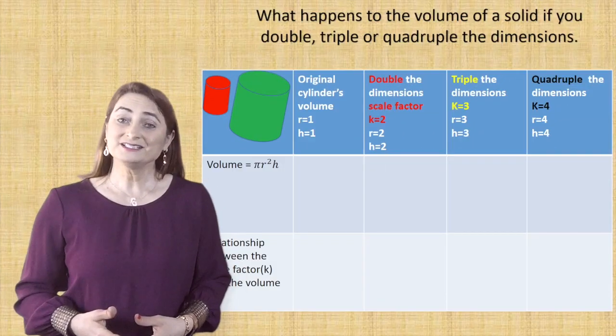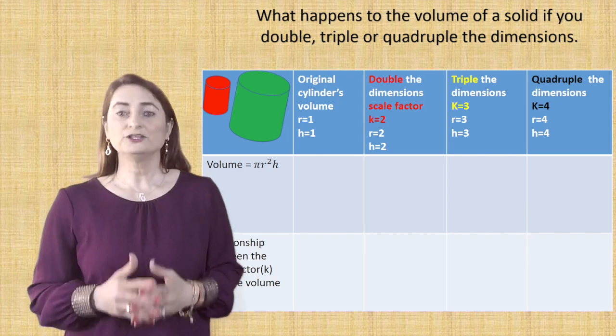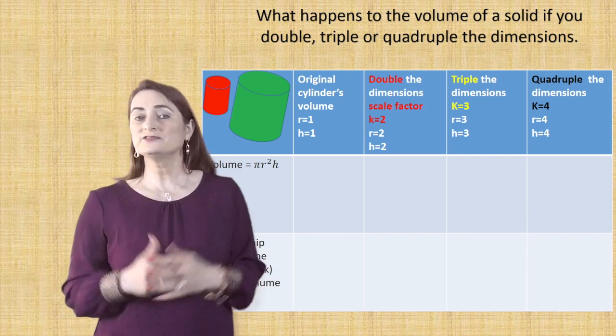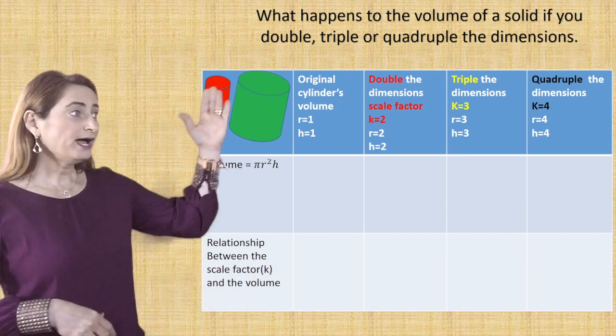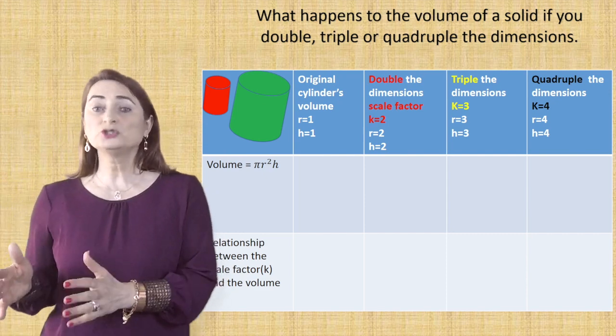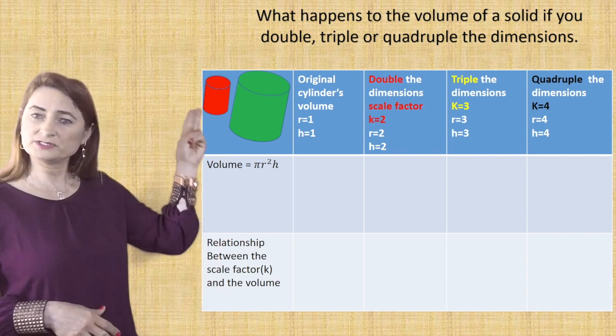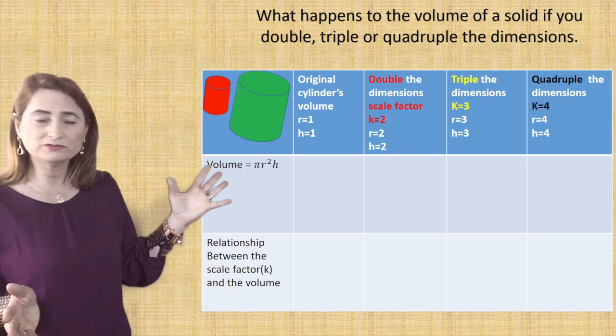For today's lesson, we will find the volume of similar figures. For you to understand that, let's follow this table. What happens to the volume of a solid if you double, triple, or quadruple the dimensions? For example, here are two cylinders, and we all know how to find the volume of a cylinder.